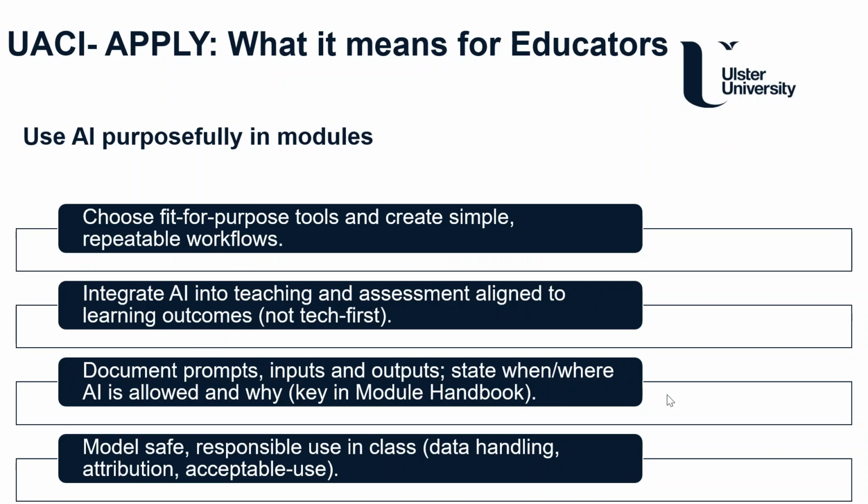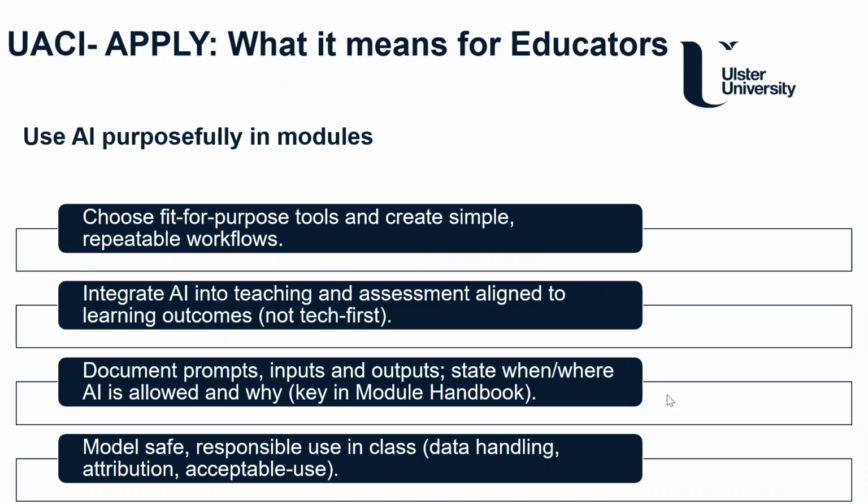But in this stage, what we need to think about as educators is ensuring that when we do find something to focus on, because obviously it's only going to be in certain areas that it's appropriate, we choose fit for purpose tools and create simple, repeatable workflows. We also want to integrate AI into teaching and assessment aligned to the learning outcomes, obviously, not tech first. And we want to document prompts, inputs, and outputs and state when and where AI is allowed and why, particularly making this available and clear in the module handbook.